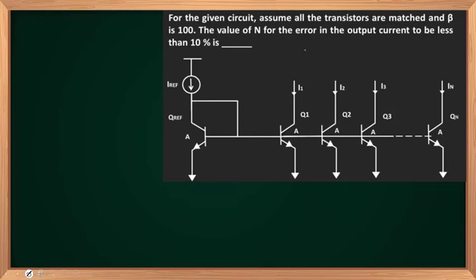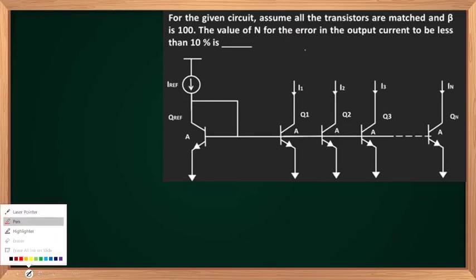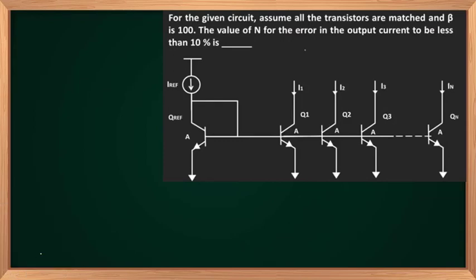Hi all, here is a question. For a given circuit, assume the transistors are exactly matched, and beta is finite, equal to 100. Identify the value of n. Here, n is the number of output stages for the error in the output current to be less than 10%. This is a current mirror circuit.